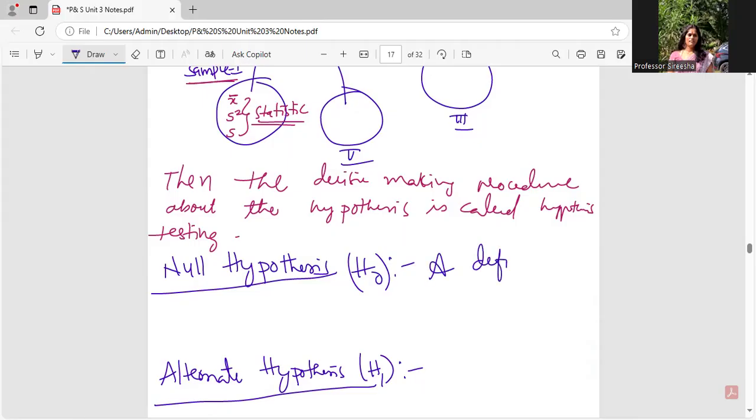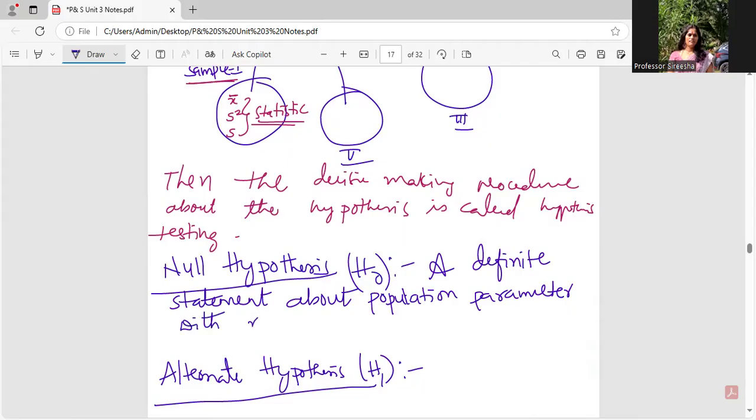The null hypothesis is a definite statement about the population, about a population parameter. Parameter means mean or something like that. A definite statement about the population with no difference would be called the null hypothesis.